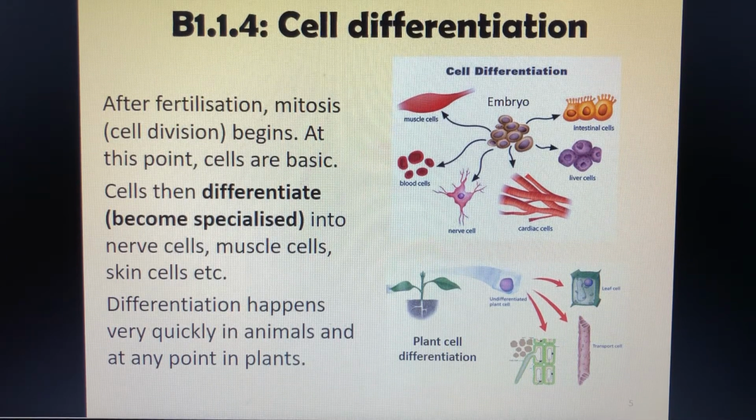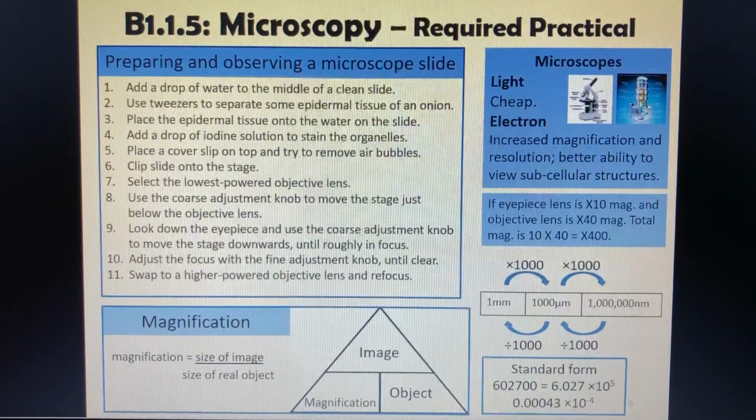And that happens very quickly in animals, but at any point in plants. So we could be looking at a 100-year-old oak tree outside, and it's still got cells that have not yet differentiated. Okay, so differentiation, very quick in animals, any point in plants.